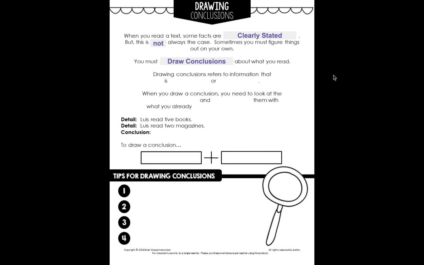Drawing conclusions refers to information that is implied or inferred. That means if information's implied, it's suggested. If it's inferred, you came up with that idea on your own based on the facts. When you draw a conclusion, you need to look at the details in the passage and combine them with what you already know. So let's look here.